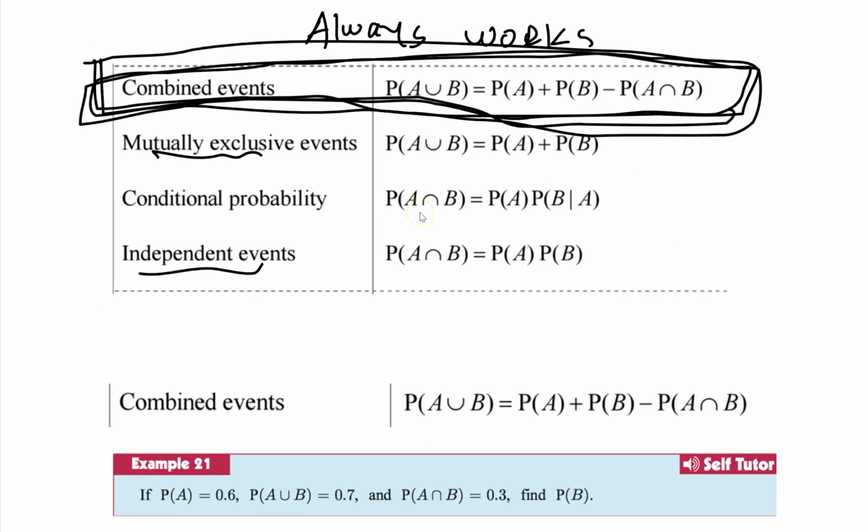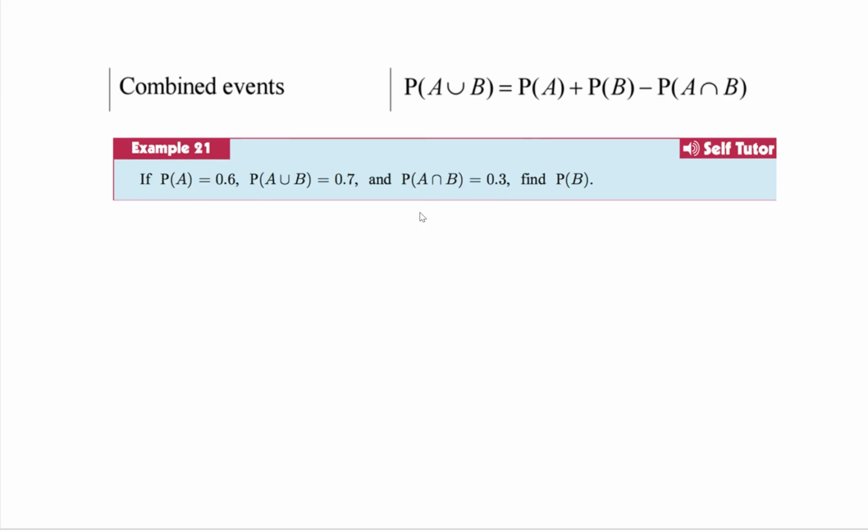So, let's do an example. This is an easy example, but they say the probability of A equals 0.6, the union equals 0.7, the intersection equals 0.3, find the probability of B. So we just put down the formula. I know how to do this. I've got a formula to use. It's my best friend. It always works.